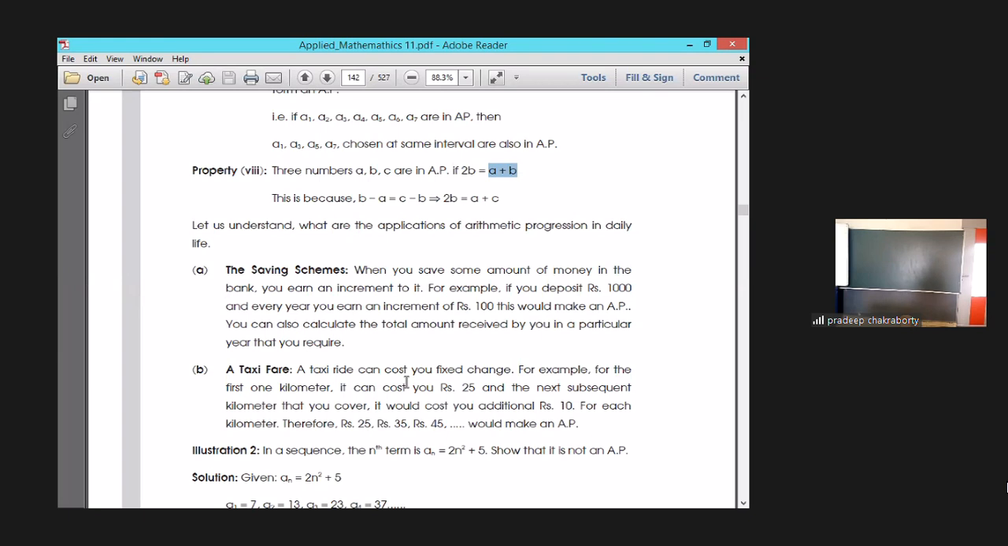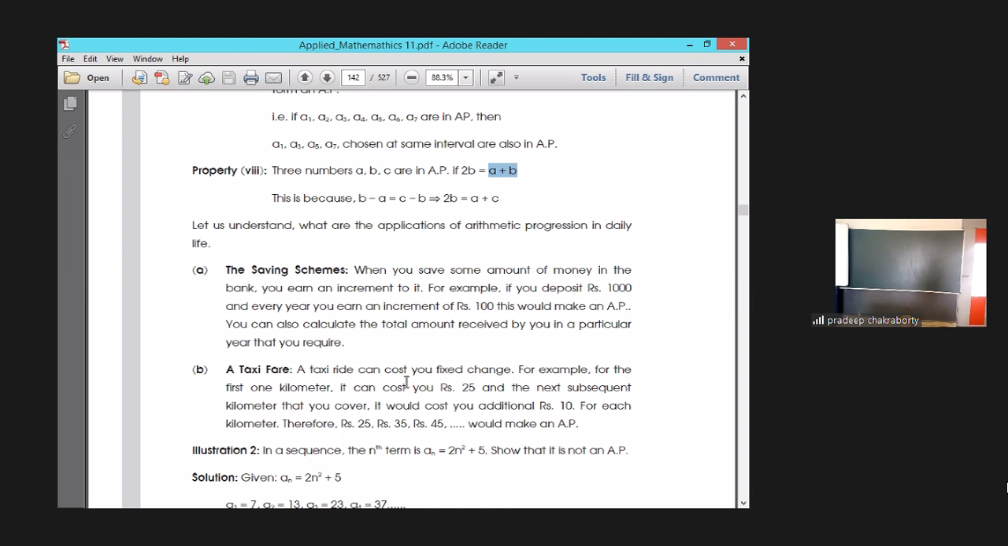But remember one thing about the example that is given. If we consider our bank system, whatever they are saying here is simple interest. Means a particular amount is incremented every year, like 100, 100, 100, every year it is 100.